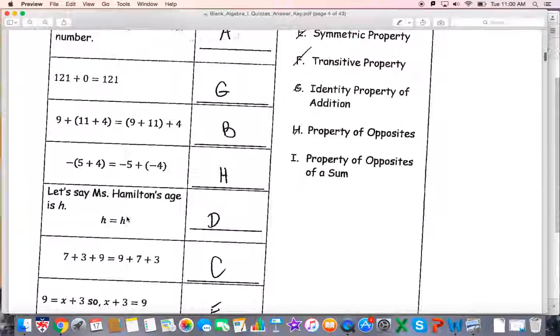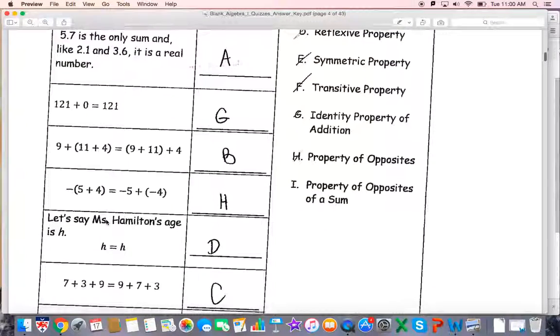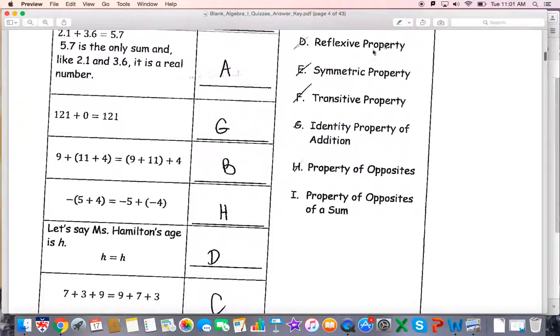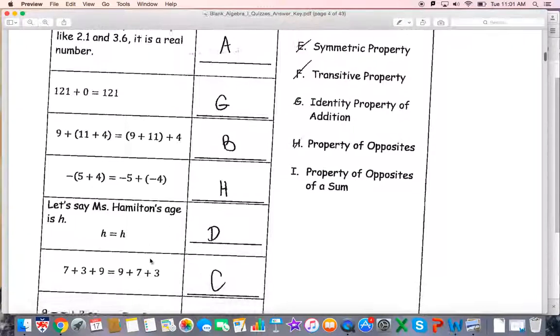All right. So let's say now I have a number, A. A will always be equal to A. U will always be equal to U. Anything will always be equal to itself. That is kind of obvious, but it's an important property, and it's called the reflexive property.